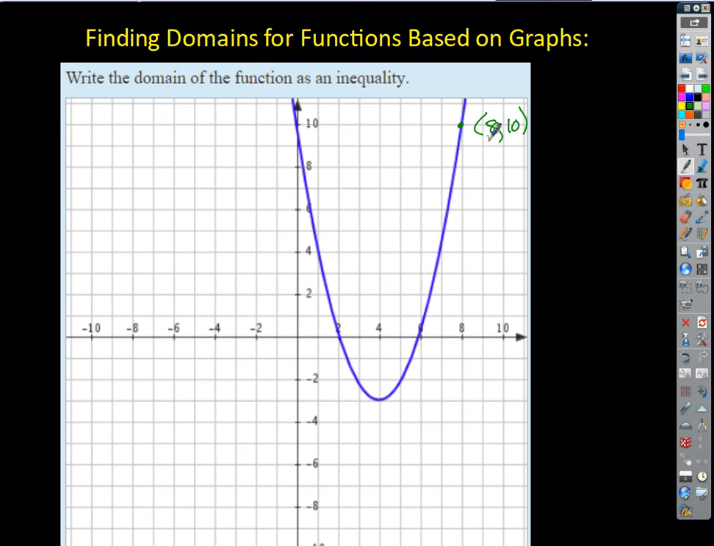Could its x coordinate be 7.9 if it took a step? Sure, it could. Could it be 0? Well, yeah, right there it is. Right there the x coordinate is 0. Could it be negative 10? Well, I mean, you think it could? Yeah, because there's nothing to tell us that this ever stops, is there?